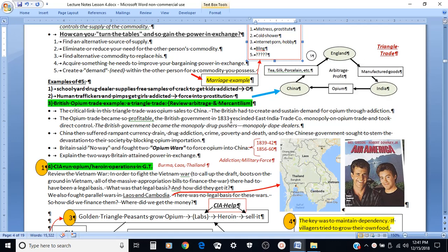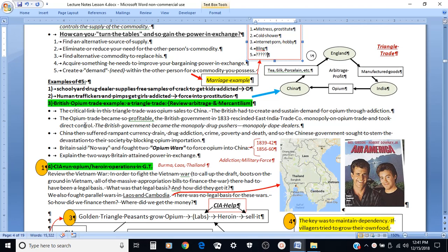All right, but the key critical link was opium. That solved a big problem with their depletion of silver, because China had a silver-based currency, and it was causing depletion of silver in England. So that was resolved once they found that they could create demand for opium. So the critical link in this triangle trade was opium sales to China. The British had to create and sustain demand for opium through addiction.